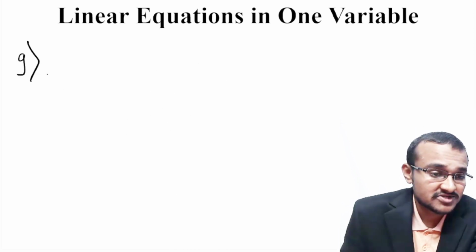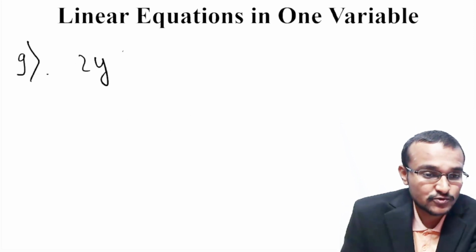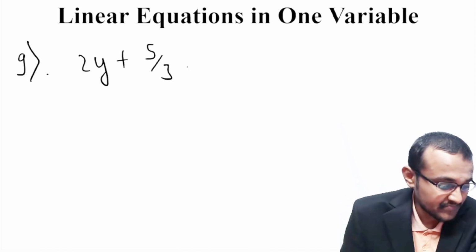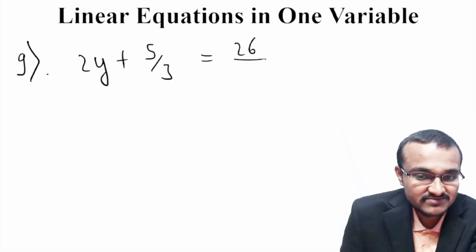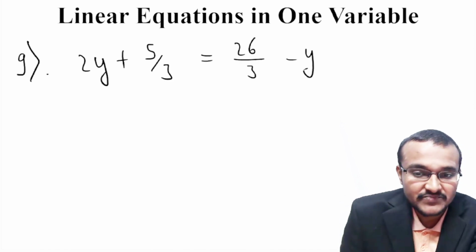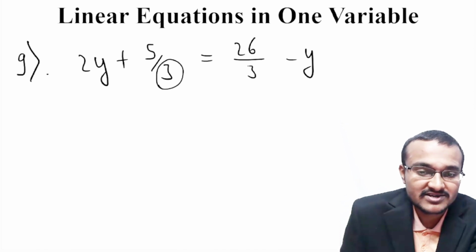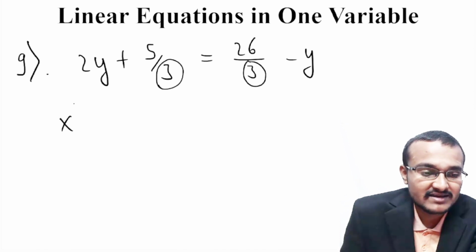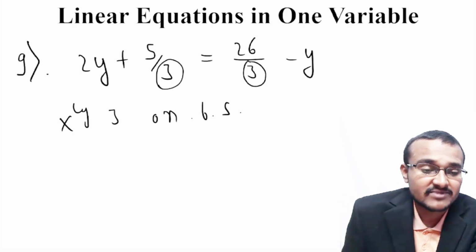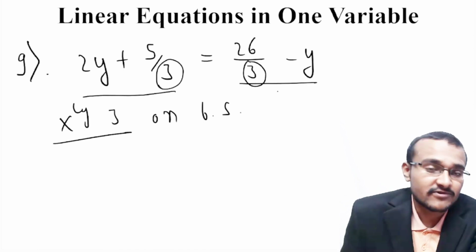Coming to the 9th question in this particular exercise, they have given (2y plus 5) by 3 is equal to 26 by 3 minus y. Now let us get rid of this particular 3. So we will multiply 3 on both sides. That means we are multiplying this 3 on LHS and RHS for both.